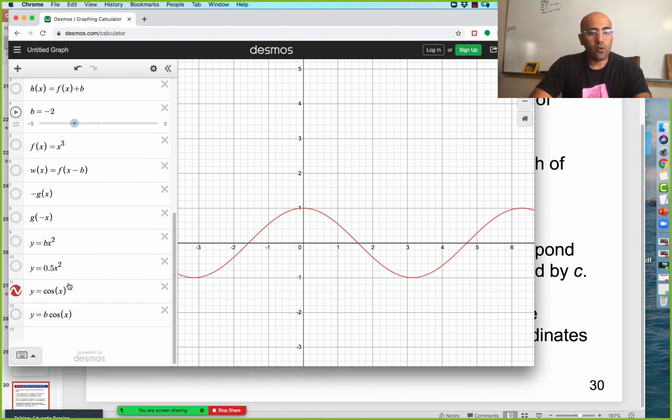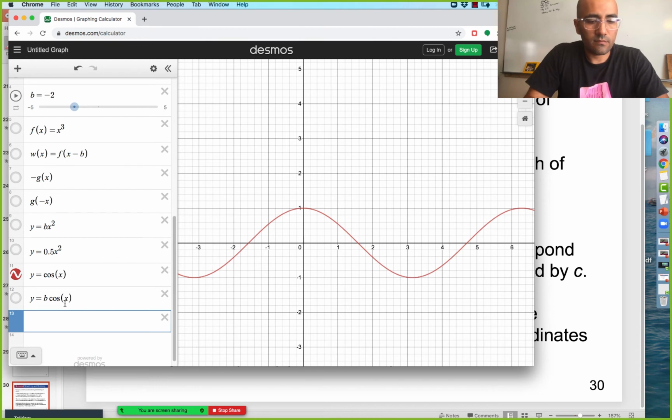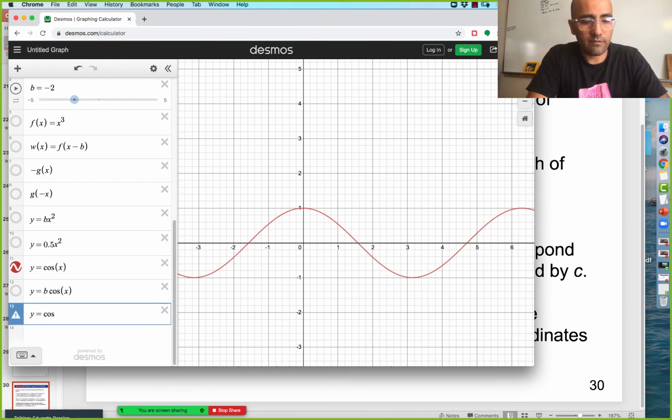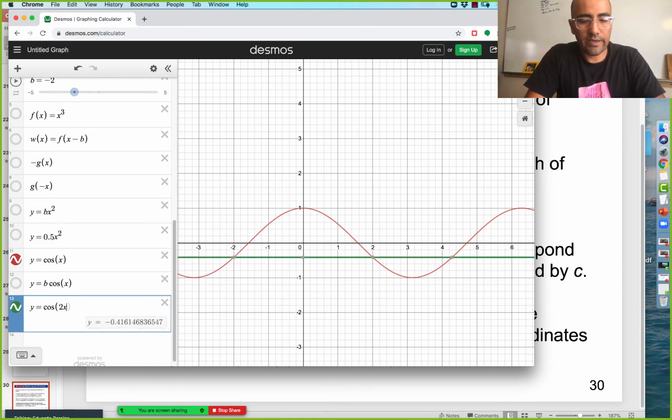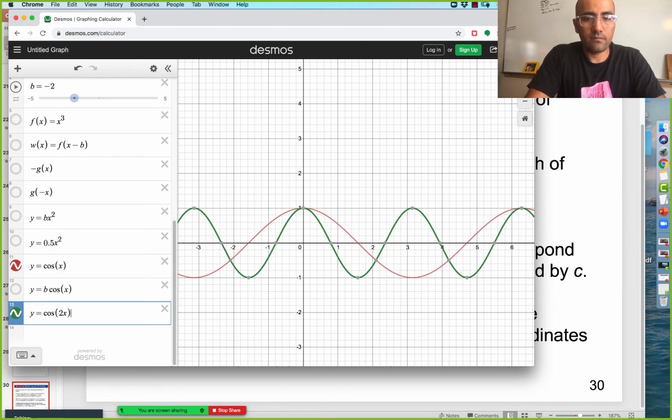So we know that if we multiply by a constant on the outside of the function, we're going to stretch it vertically. But what happens if we multiply by some constant on the inside of the function? So let's look at y equals cosine of, let's make it 2x. Okay, let's explore what happens.